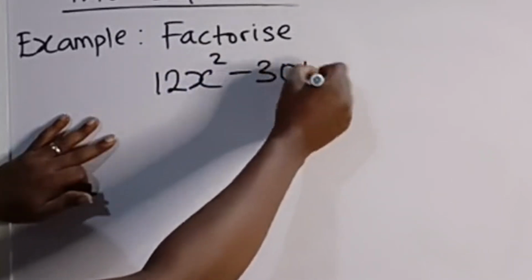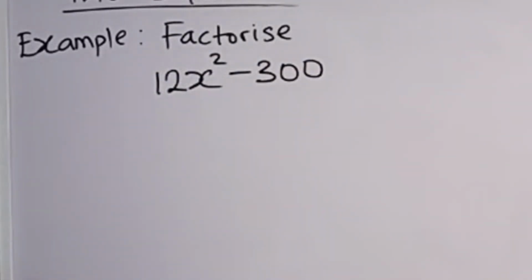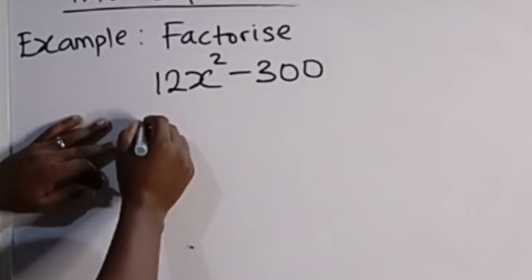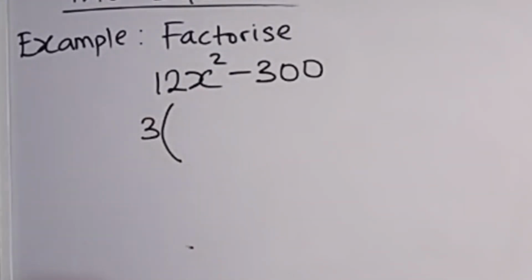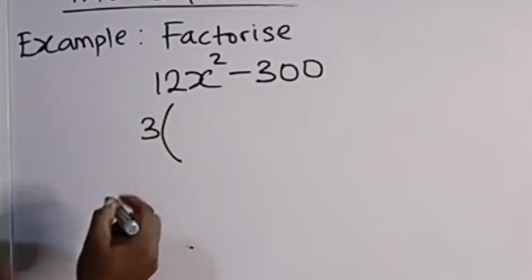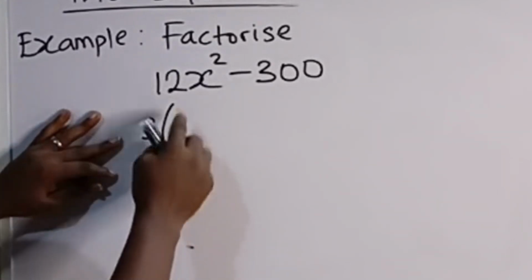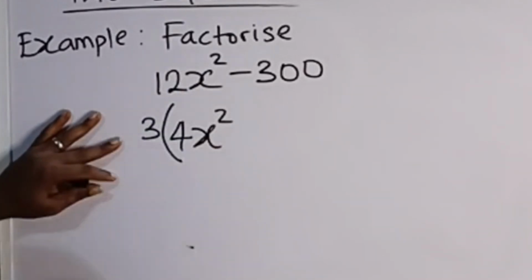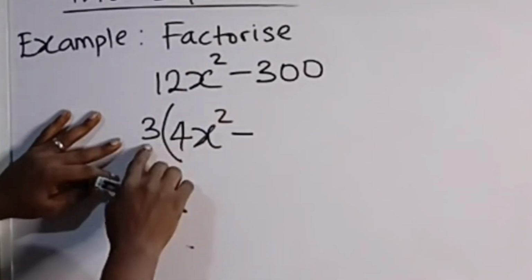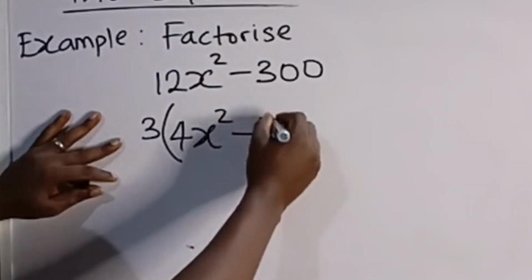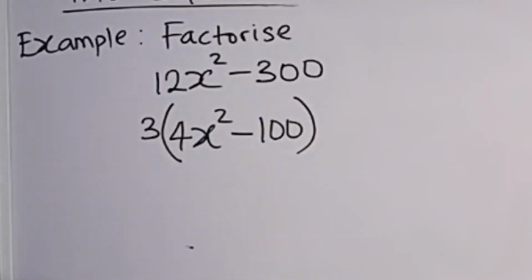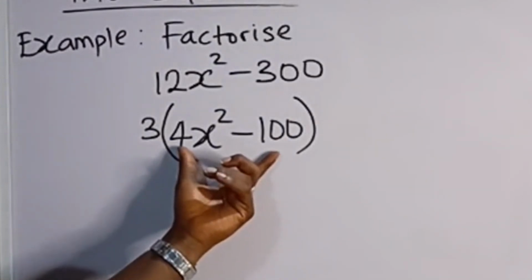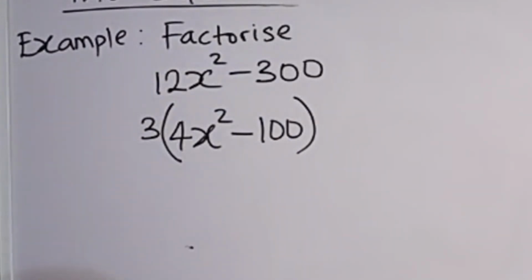Minus 300. In questions like this, you might be told to factorize completely. So if we bring 3 out and open a parenthesis, 12 divided by 3 is going to give us 4. X squared divided by 1 is going to give us x squared. Minus 300 divided by 3 is going to give us 100. So now we have a way out because these two values here can be converted to squared values.